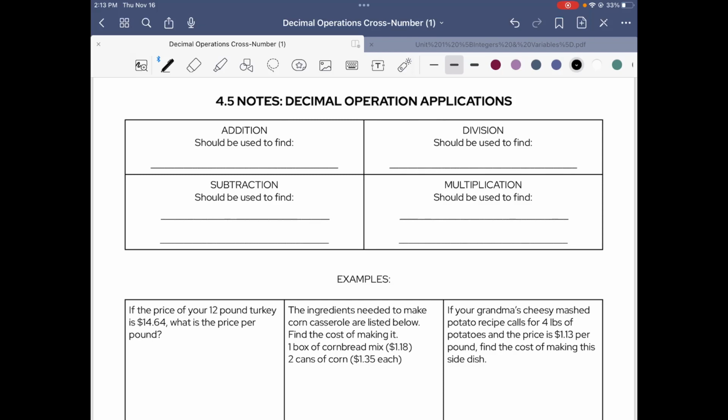Please make sure you have a pencil before you start this video. Pause it if necessary until everybody does. You may also want a multiplication chart. There are no calculators allowed on this assignment, but multiplication charts are okay.